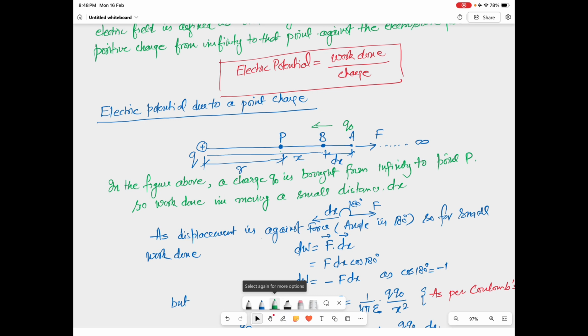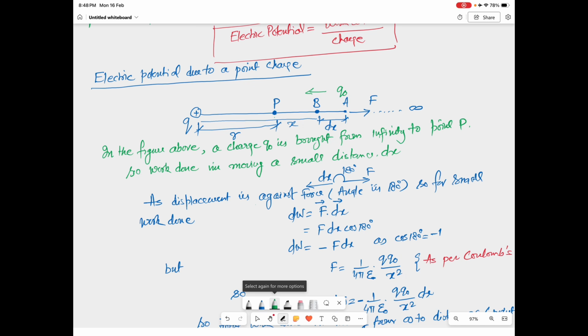So we will go by the same theory and the basic fundamentals of electric potential that we have explained above. In this figure, a charge Q naught is brought. I am bringing a charge Q naught from infinity to point P. So work done in moving a small distance dx. If I am moving a charge Q naught a small distance dx from A to B, I am moving in this direction, A to B.